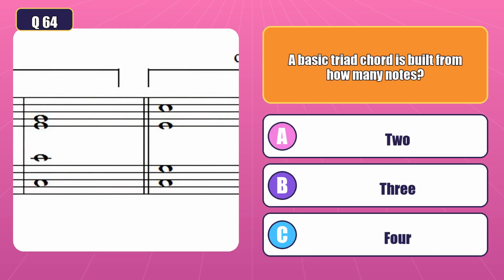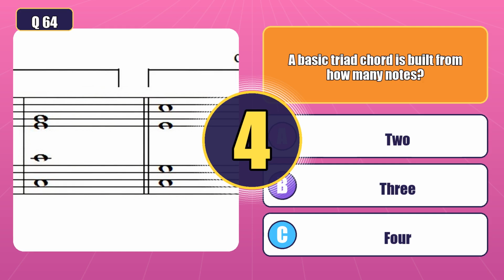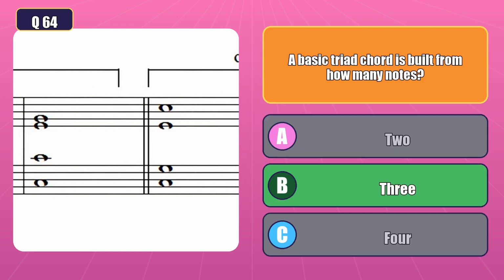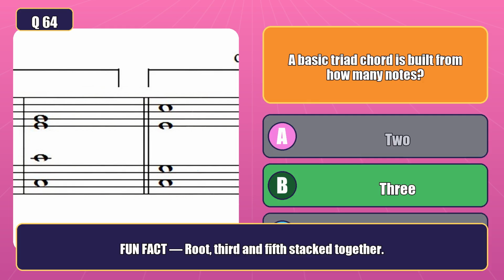Question number 64. A basic triad chord is built from how many notes? The answer is 3. Fun fact, root, third, and fifth stack together.